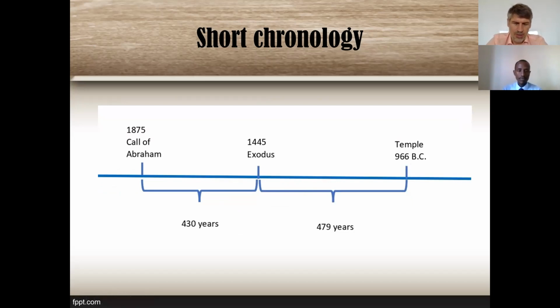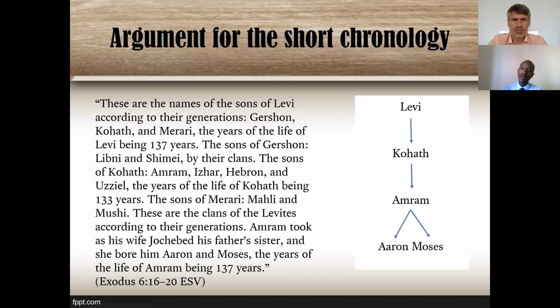Actually, among the Adventists, it is not a dogmatic issue which chronology is better or more reliable. But among the Adventists, and not only among the Adventists, among many other scholars, the short chronology is more preferable than the long chronology. So why is the short chronology more preferable? There are several arguments for that.